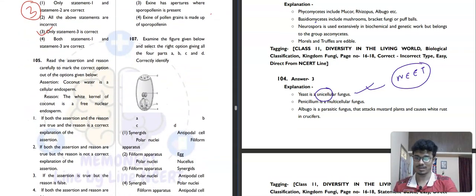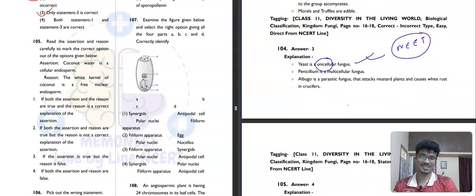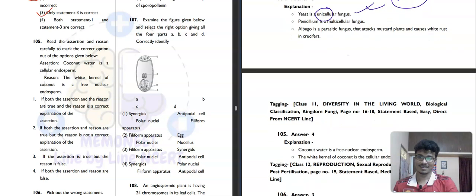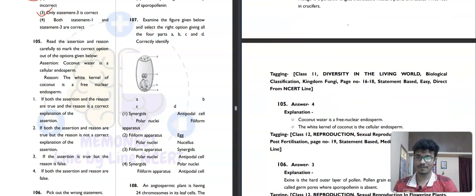Let's see what it is saying. Oh my god, this is a long question. This is an assertion-reason question. The assertion given is: coconut water is called cellular endosperm. No, coconut water is free nuclear endosperm. So the assertion becomes wrong. The reason: the white kernel of the coconut is free nuclear. No, it is cellular endosperm. So both assertion and reason are incorrect. This is the easiest one. The fourth option will be your correct answer.